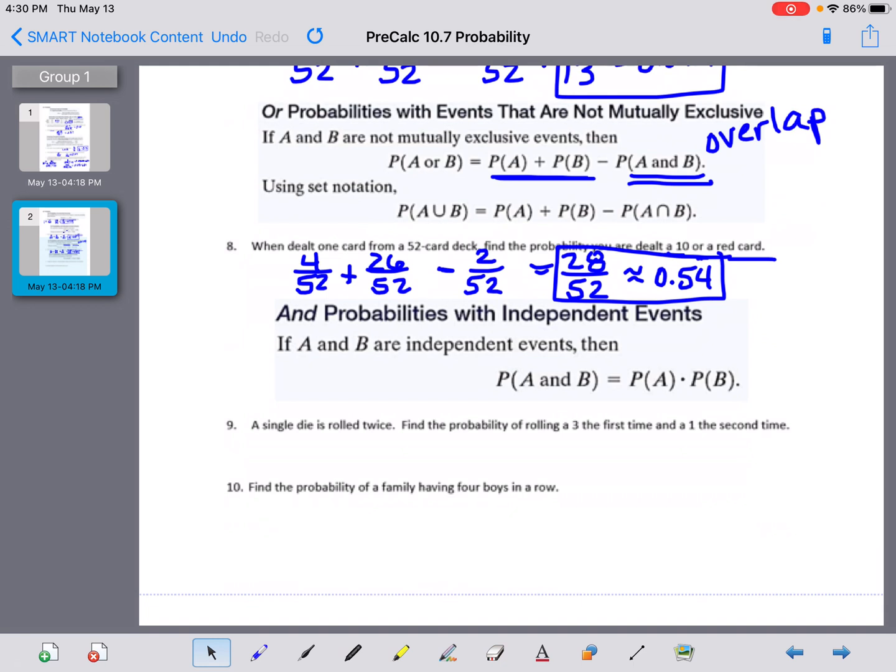And then we have independent events. If A and B are totally independent events, which means one does not matter about the other one, so they have basically nothing to do with each other. They're not going to prevent the next thing from happening. They just happen individually from each other.